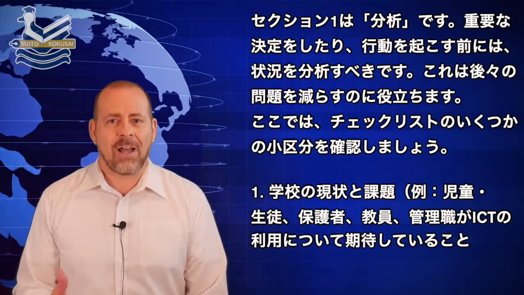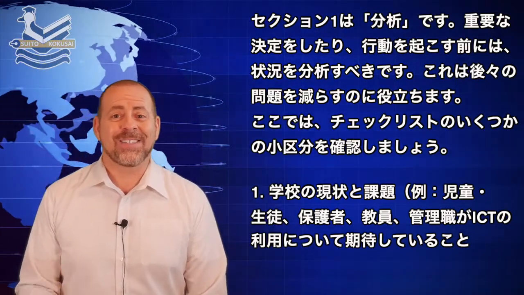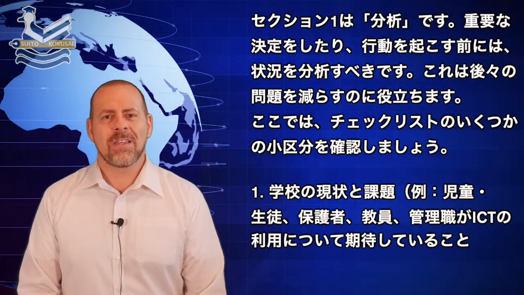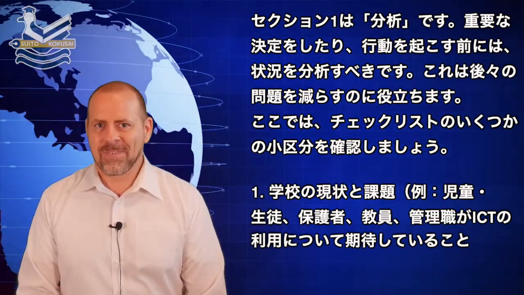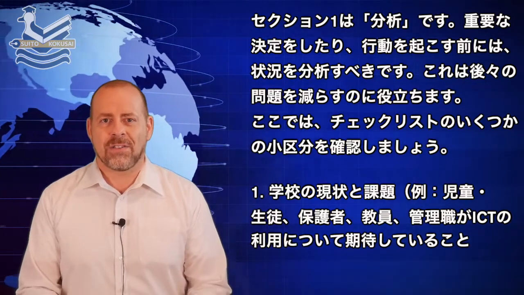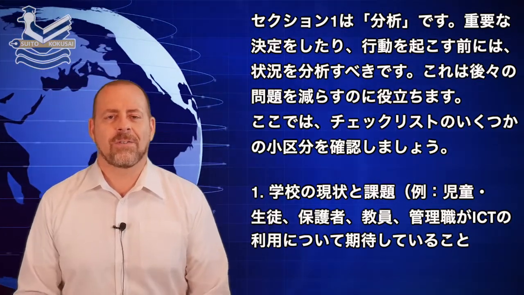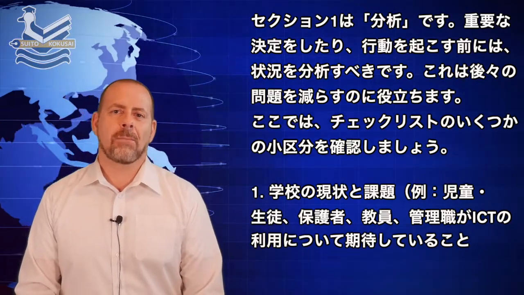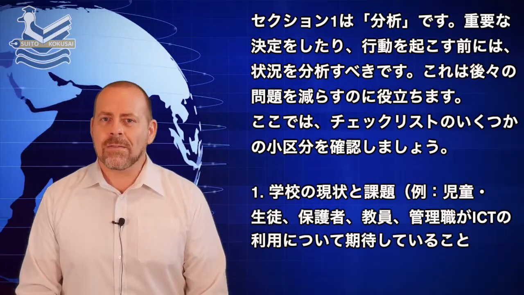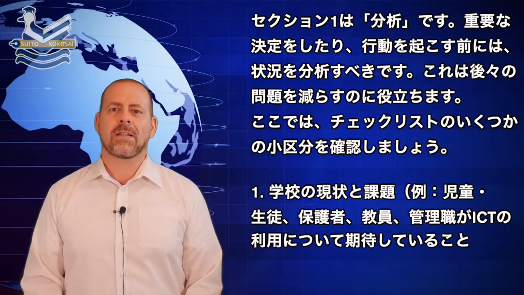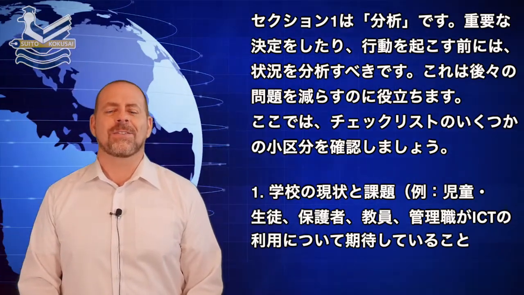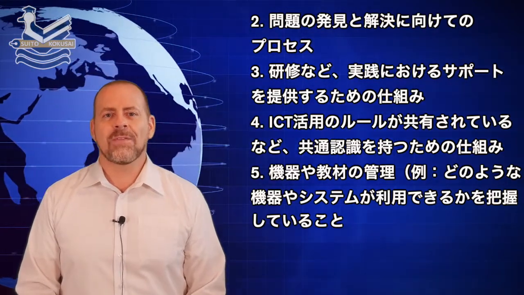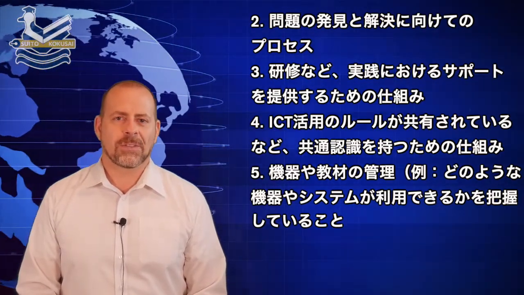Section 1 is analyze. It is wise to analyze a situation before making important decisions and taking actions. This helps to reduce problems later. Here are some subsections on the checklist for consideration. 1. Current status and issues in the school. For example, what do students, parents, teachers, and school leaders expect about ICT use? 2. Operational systems. For example, ways of identifying and solving problems.